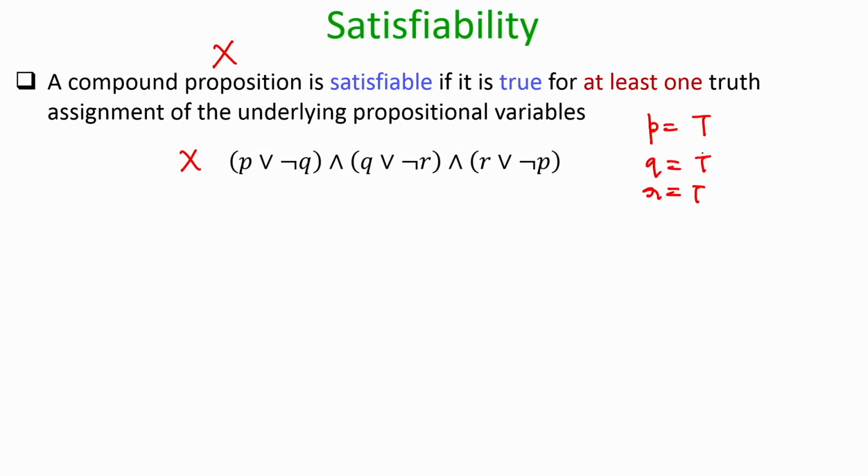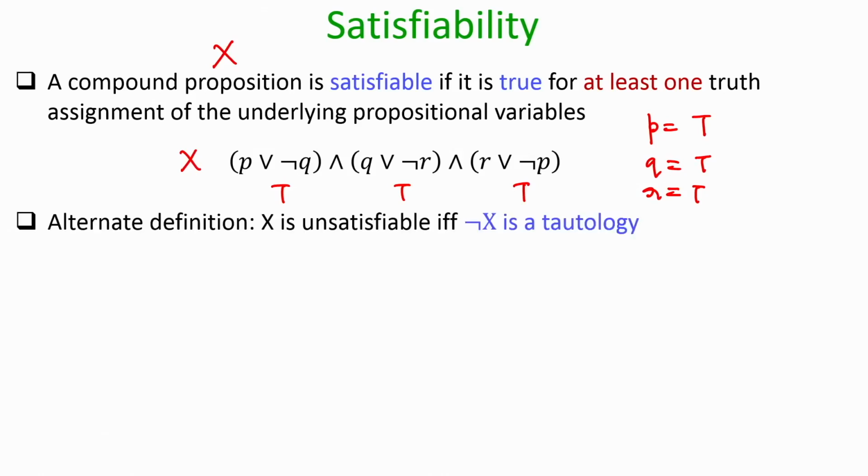becomes true, because for this truth assignment the disjunction p or negation q becomes true, the disjunction of q and negation r becomes true, the disjunction of r and negation p also becomes true, and the conjunction of true, true, true is overall true. So, I have one truth assignment for p, q and r for which the statement x becomes true. Of course, there might be other possible assignments of p, q and r for which x might be true. The definition says that even if you have one truth assignment for which x becomes true, my statement x will be called satisfiable.